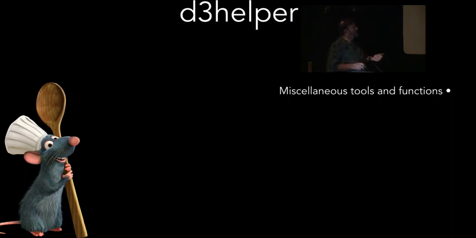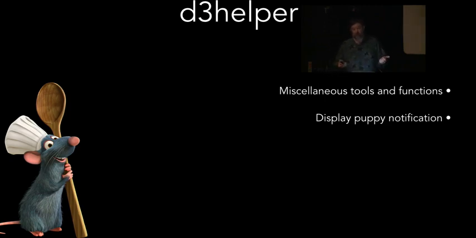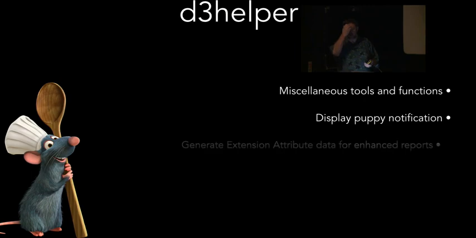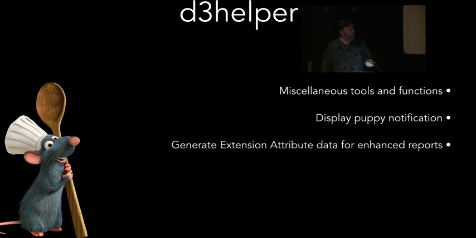D3 helper is just a little binary tool that comes with it, a little executable that does all sorts of random little things, and they're growing. Every time we need this tool to do some little task, I'll put it in D3 helper. It can display a puppy notification, or you can use any other means you'd like, but it can be the thing that says, hey, please log out, you've got something in your puppy queue.